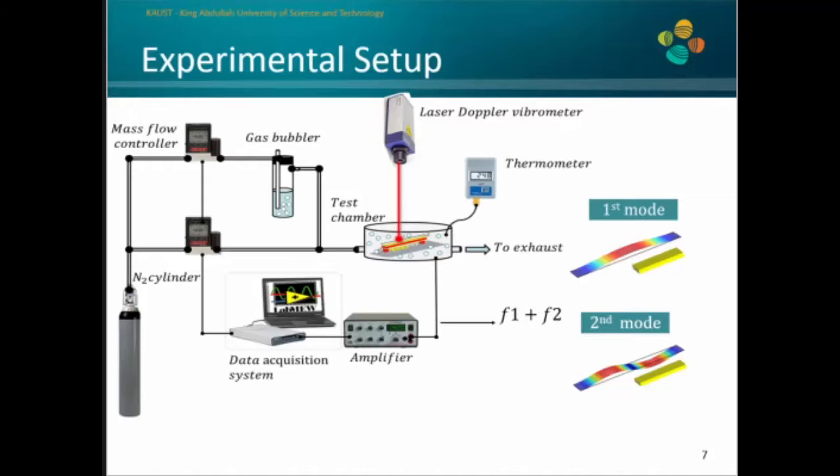We use LabVIEW and a data acquisition card to generate our actuation signal, which is composed of two frequency components. And we use a thermally controlled chamber to control the temperature inside the chamber. And to record the amplitude of vibration or track the shift in the frequency, we use a laser Doppler vibrometer to measure the change due to the change in the physical parameter.